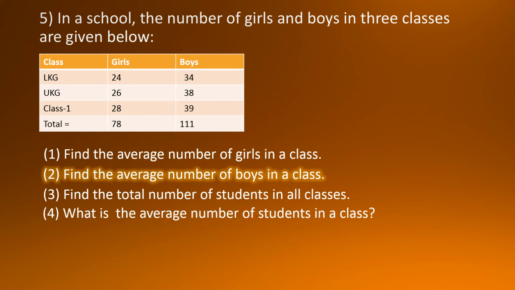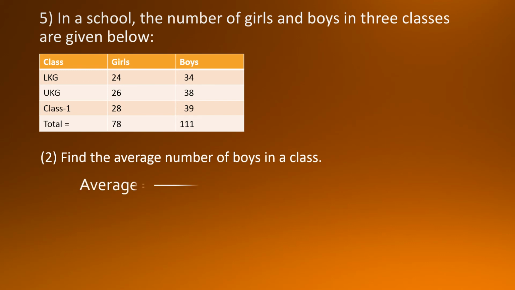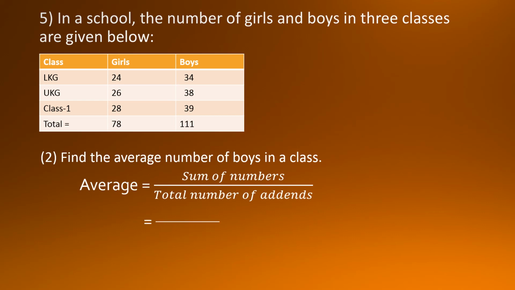The next question is, find the average number of boys in a class. We know that average is equal to sum of numbers upon total number of addends. First, write the number of boys in 3 classes, which is 34 plus 38 plus 39, and divide by the total number of classes, which is 3.